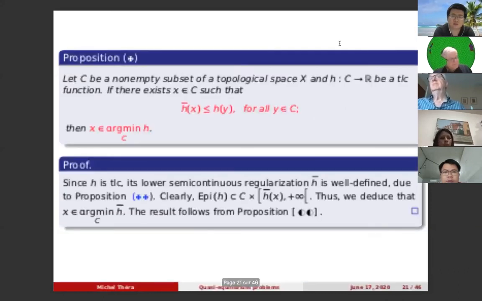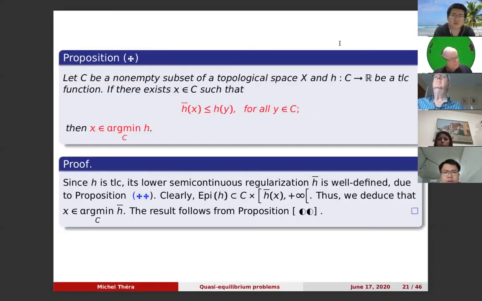continuous. Another proposition: if C is a non-empty subset of a topological space X, and H is a function defined on C, if there is some X in C such that H bar of X is less than or equal to H bar of Y for every Y in C, then X is necessarily a minimum point of H. Okay, and this is really easy to prove.